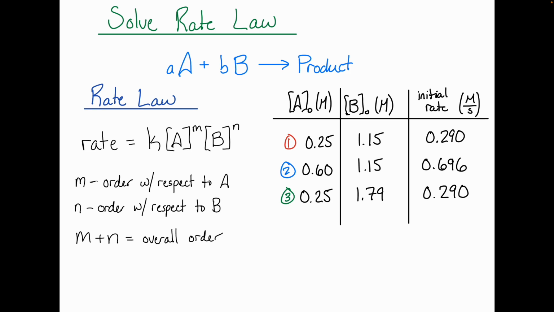Cool. All right. So the name of the game here, similar to before, is we have a few unknowns to solve for in this rate law. We want to figure out what k is. We want to figure out what the order with respect to A is. And now we have this third variable here, the order with respect to B. This is what we're trying to solve for.